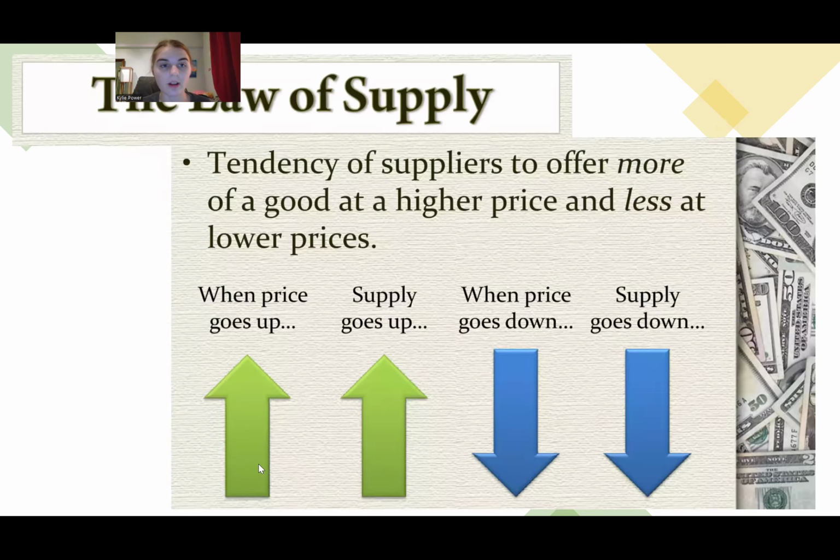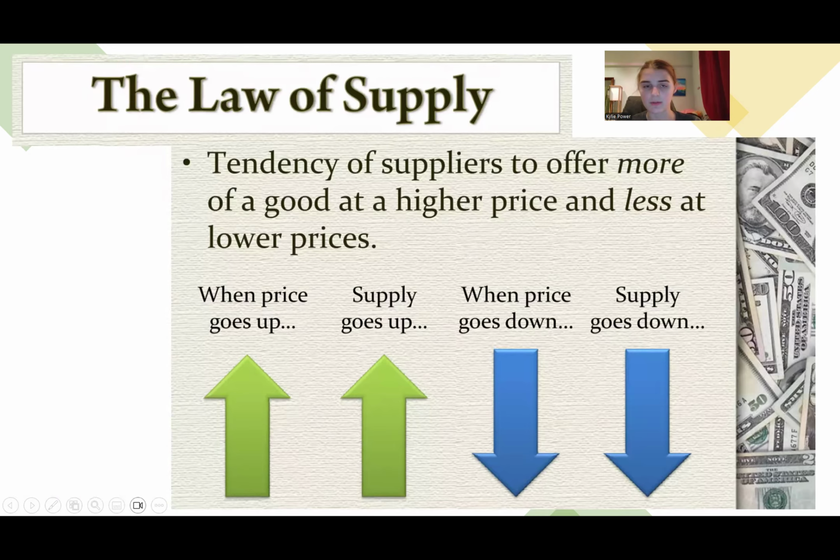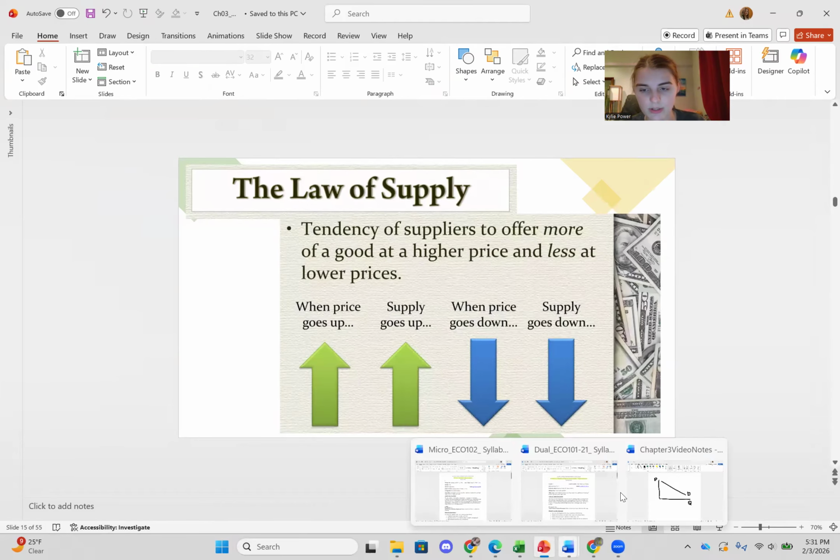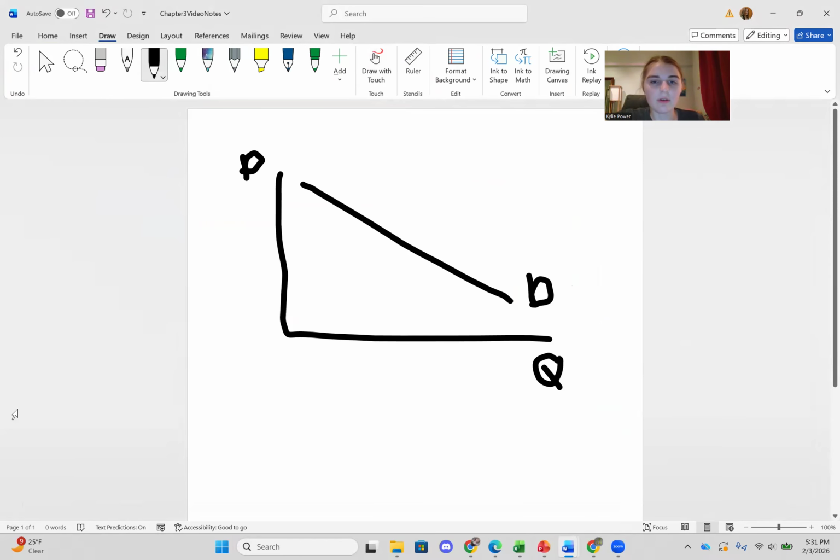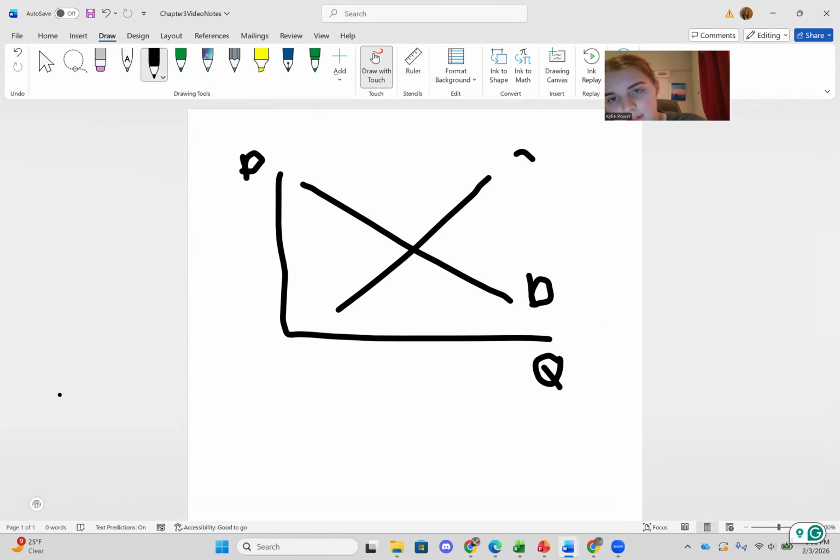And then just like with the law of demand, we have a law of supply. Supply is going to actually work in kind of an opposite way to demand. So if prices go up, supply is going to go up. If prices go down, supply is going to go down. And we will be able to see that if we want to visualize it the same way. We might draw something like this. And we're going to have supply, right? So as prices go up, we can also see the quantity supplied is going up.